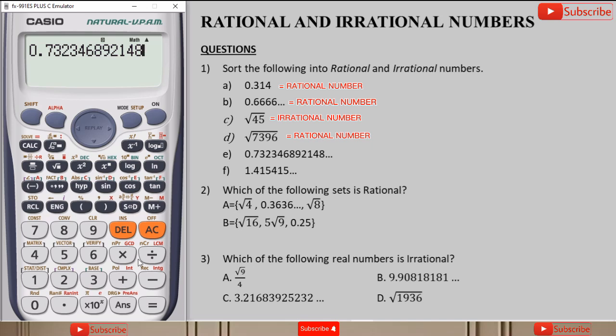So I simply tap on equal to. So this is the result, and the calculator couldn't display it as a fraction. And because this is not a fraction, we conclude that it is an irrational number. Now, let us move on to F.